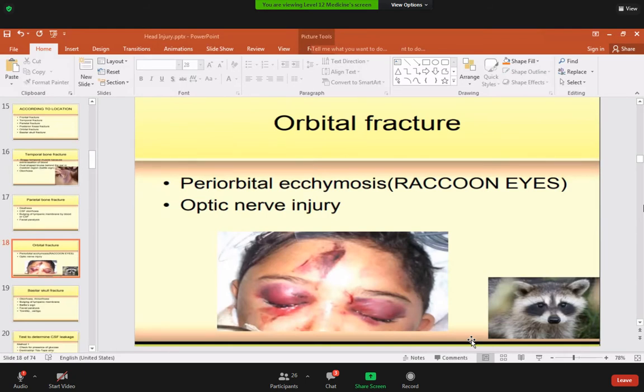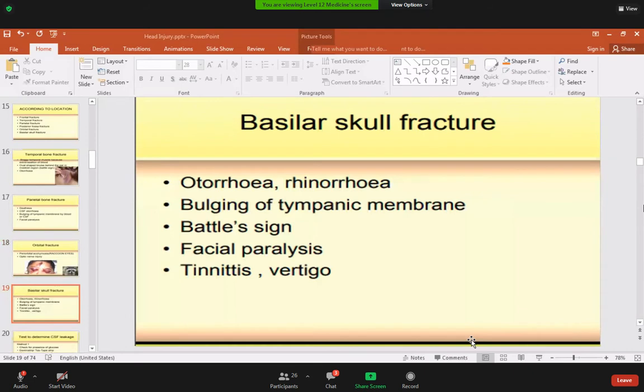Then the base of the skull fracture usually presents as otorrhea or rhinorrhea. Rhinorrhea is CSF leakage through the nose, serous discharge of the CSF through the nose. When you do the otoscopy, there may be tympanic membrane bulging. You may have Battle sign because all these bones are connected. You may have facial paralysis because of the facial nerve damage. And sometimes the patient may present with rhinitis or vertigo.